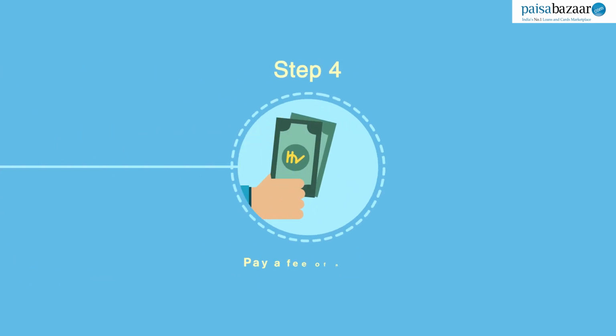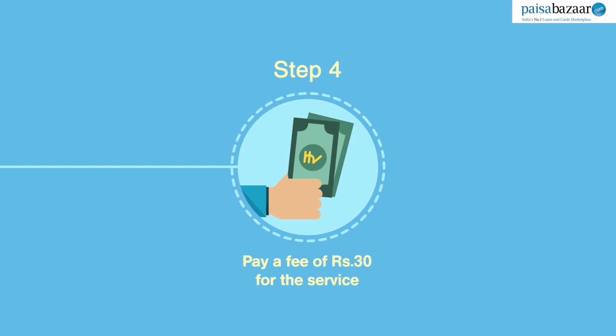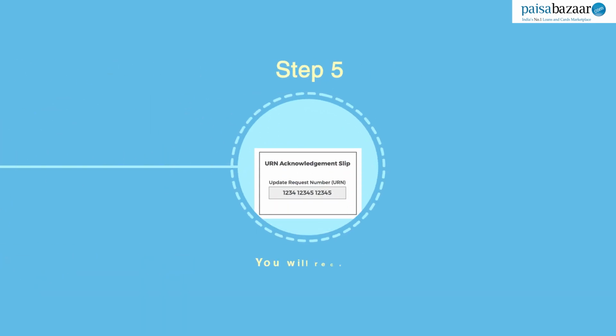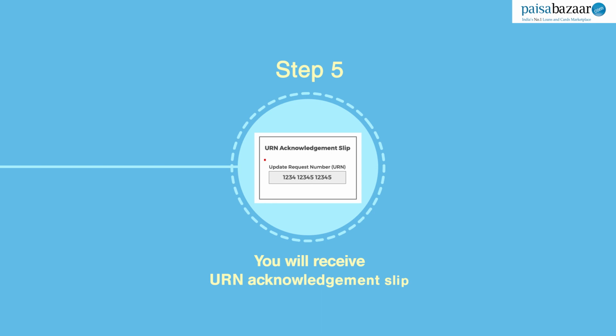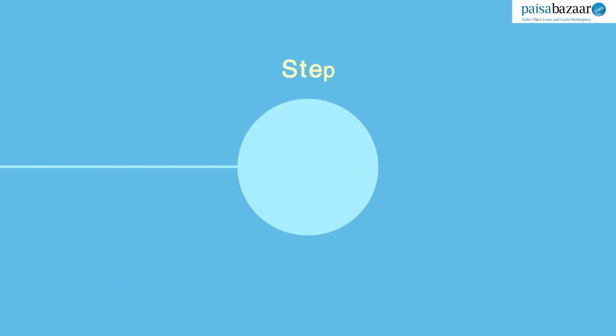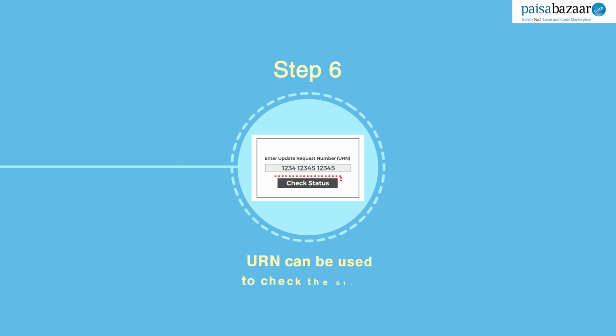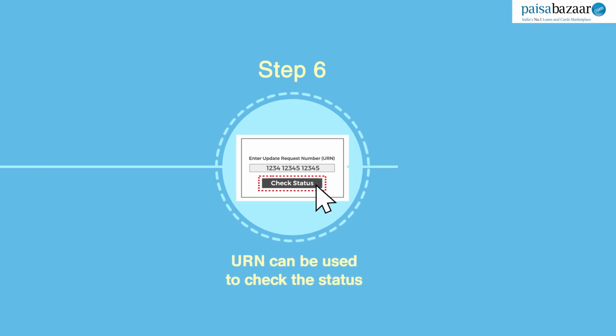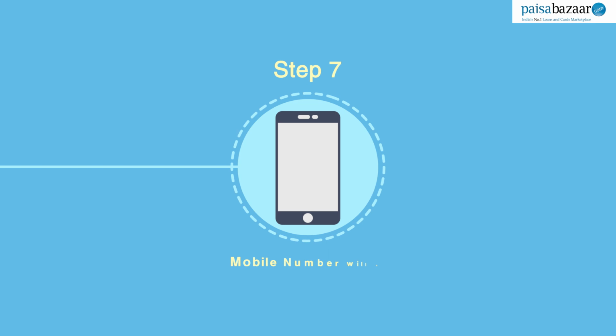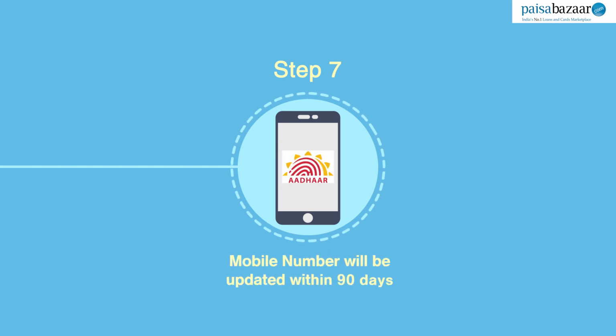Then you need to pay the service fee, which is ₹30. You will be given an acknowledgement slip that contains the update request number, that is URN. This URN can be used to check the status of your update request. Your mobile number will be updated in Aadhaar's database within 90 days.